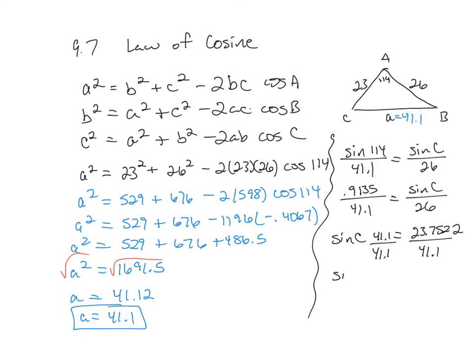And so we get sine C equals 0.5779. So remember that we're trying to find an angle, so that means I need to do the inverse. Okay, so second sine inverse 0.5779. And we get, finally, angle C is 35.3.